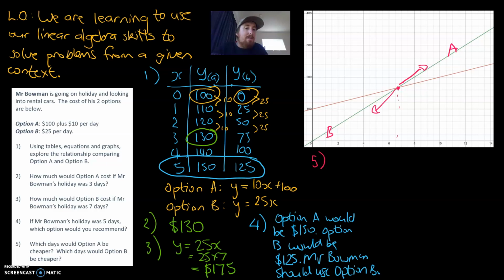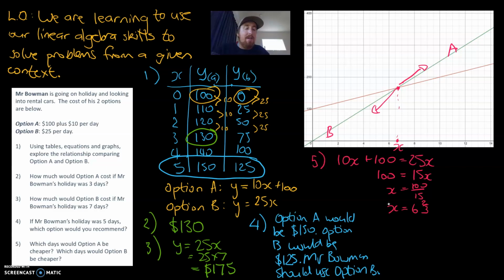So we need to figure out the x value for that point of interception, and we then need to make a determination about when option A is cheaper and when option B is cheaper. So we're going to find that point of intersection. We know that at that point, 10x plus 100 is going to be equal to 25x. That means 15x should be equal to 100, and x should be equal to 100 divided by 15. That means x is equal to 6 2/3.